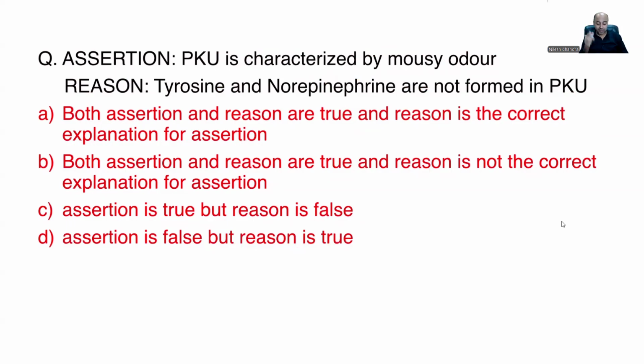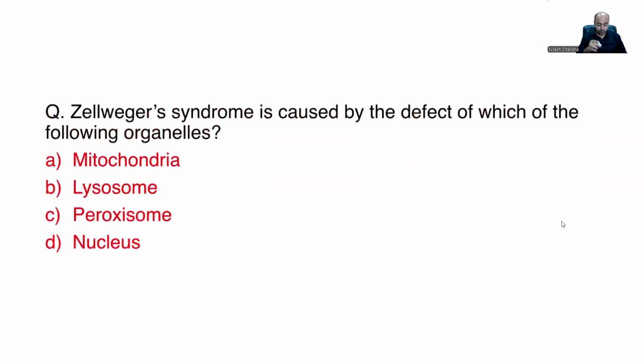Please note here that PKU is characterized by mousy odor. Correct. Tyrosine and norepinephrine are not formed in PKU. Correct. However, this is not the cause for PKU or even for the mousy odor. The mousy odor is due to the phenylacetate coming out in the urine, which is the alternate metabolite for phenylalanine, and it is not related to the tyrosine and norepinephrine. Meaning, both assertion and reason are true, but the reason is not the correct explanation for the assertion. So this is the answer here.